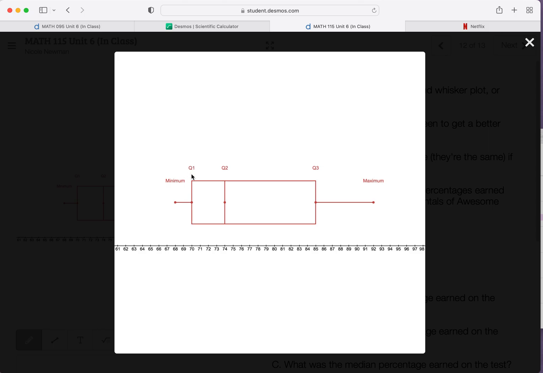Q1, or the first quartile, this one is coming in at 70%. Q2, which is also the median, is coming in at 74%. Q3, the third quartile, also called the 75th percentile, or the upper quartile, lots of vocab there, that's coming in at 85%. And then the maximum looks like it's coming in at 92%. So let's see if we can use those numbers to answer some questions.